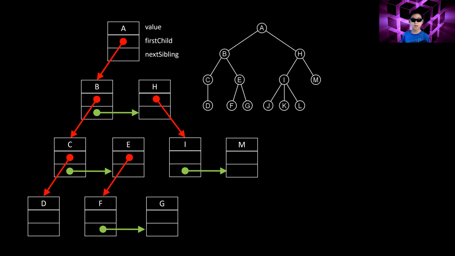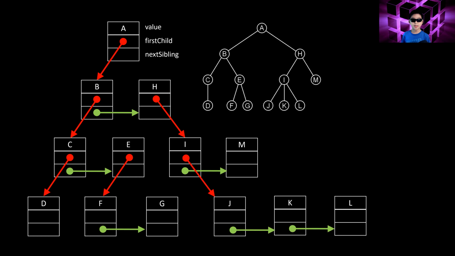Now let's look at the other half. H has two children, I and M. I has three children starting from J with the siblings K and L.